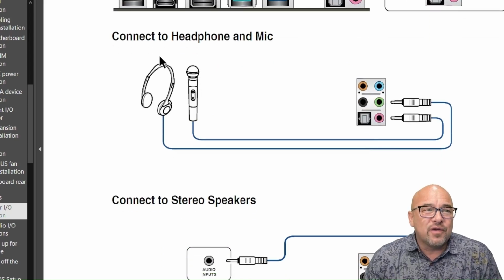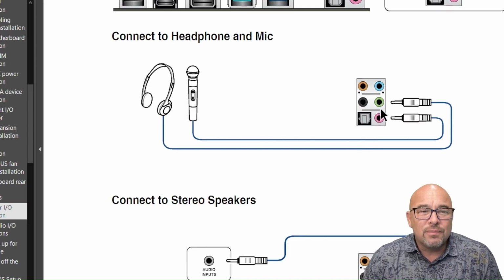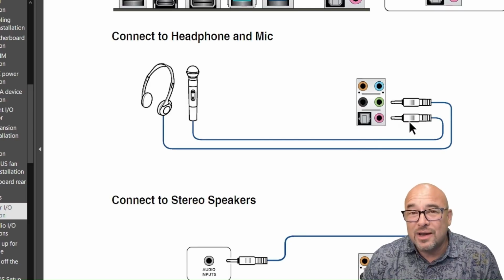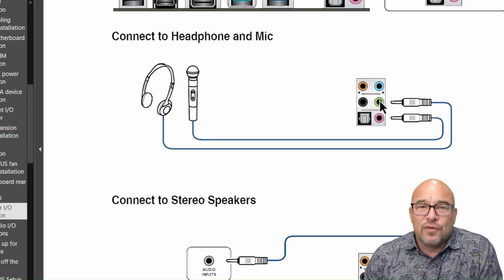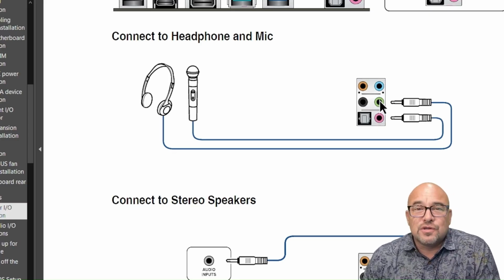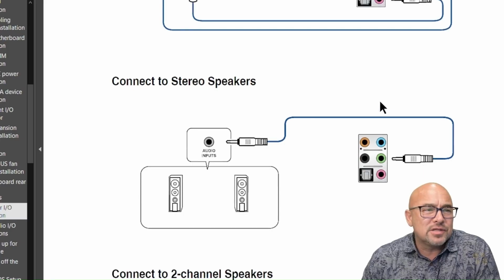And you can see here that, for example, if I had a headphone and mic, then I could put the microphone into this pink connector right here, and the headphones into the green one. The green one is kind of universal. It can be used for headphones. It can be used for stereo speakers. Actually, I think its next one is right here.